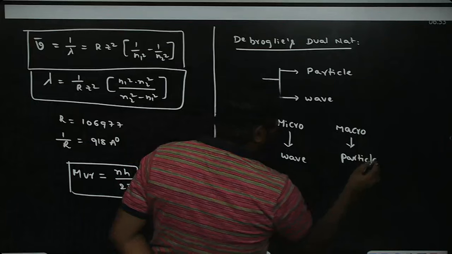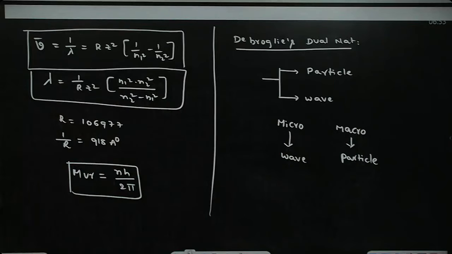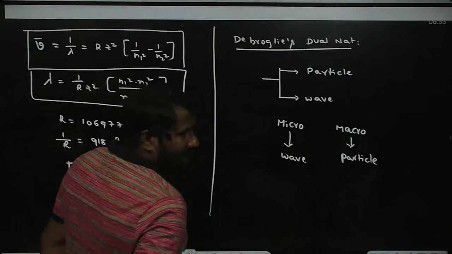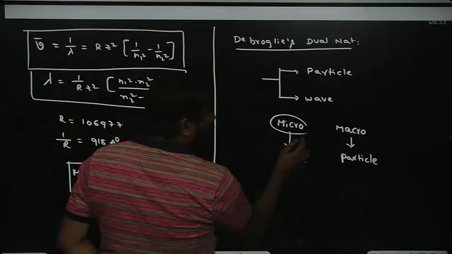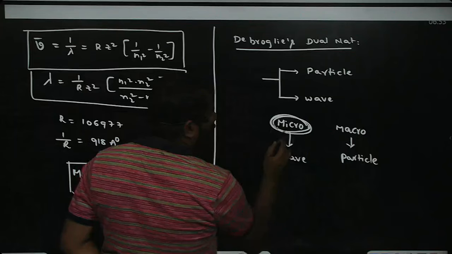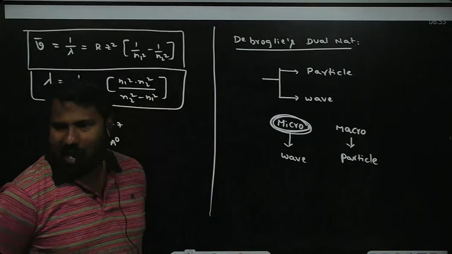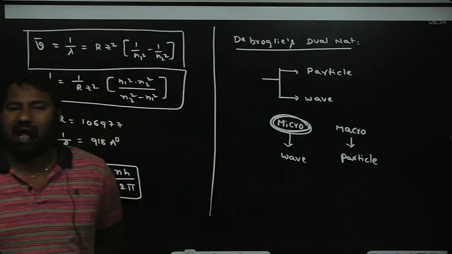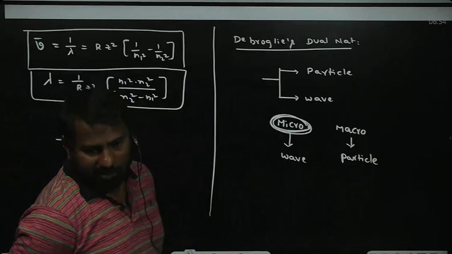The micro substances can have wave nature, while the macro particles can have particle nature. Simple thing: when the wave nature is going to dominate, the substance has a very small quantity, meaning mass is very less. If mass is very less, it can have wave nature. If quantity is more, meaning mass is more, it can have macro particles, meaning particle nature.